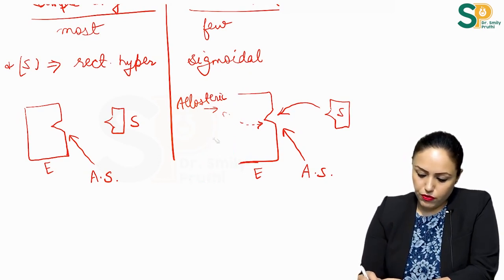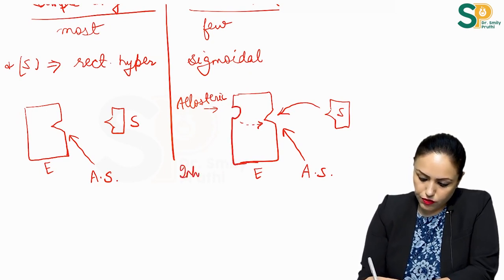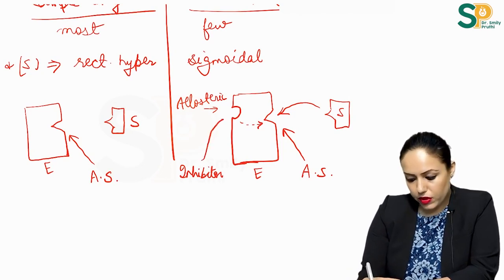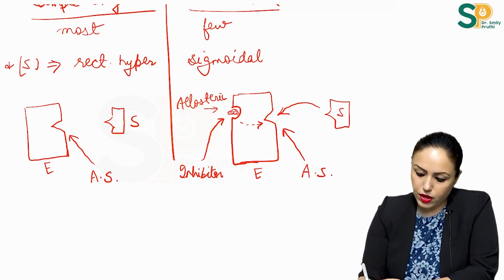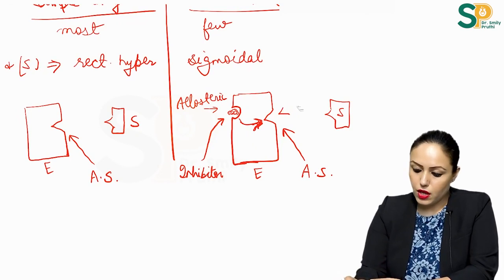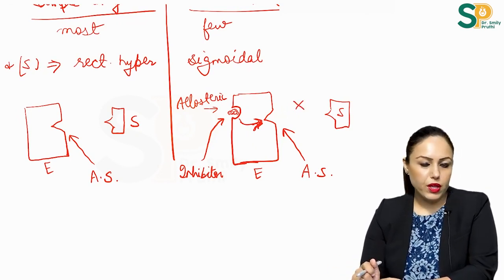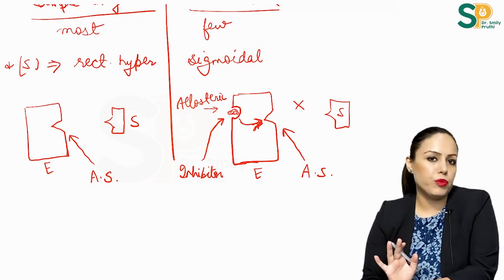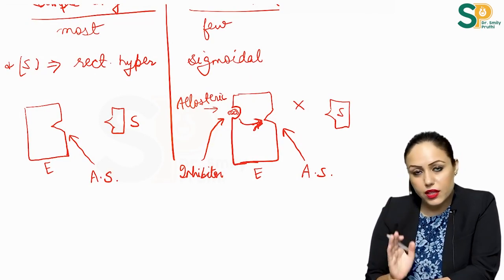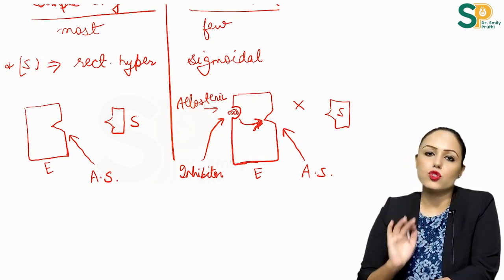Now if an inhibitor binds, what will happen? The inhibitor will bind at the allosteric or regulatory site. This binding will induce changes in the active site so that now the substrate cannot bind. So here binding depends on the absence of the inhibitor, right? Only then can the binding occur, if the inhibitor is not there.